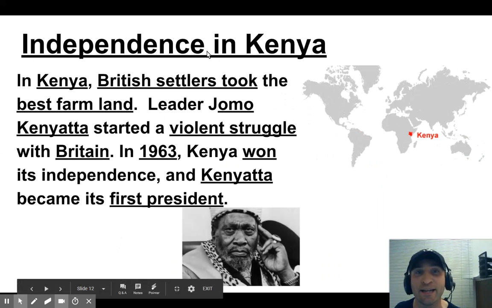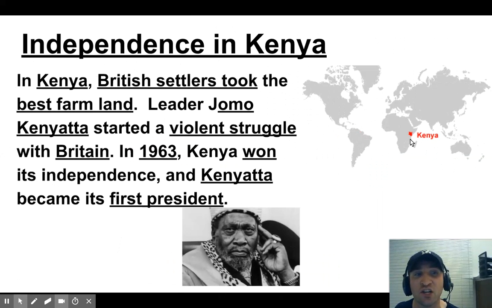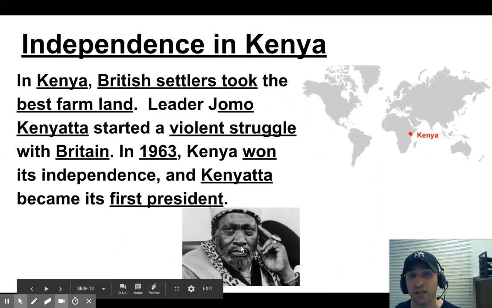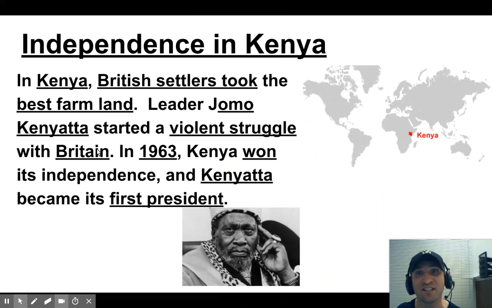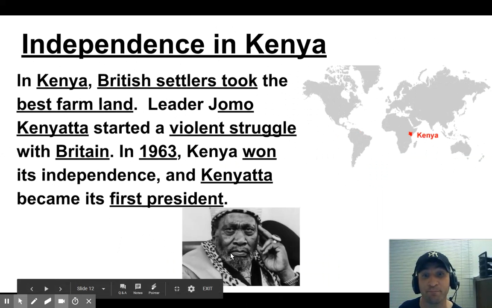Independence in Kenya. We go south and we go east to this country of Kenya. In Kenya, British settlers took the best farmland. Leader Jomo Kenyatta, here he is, started a violent struggle with Britain. That's not fair. These outsiders are taking our best land. In 1963, Kenya won its independence, and Kenyatta became its first president. There's Jomo.